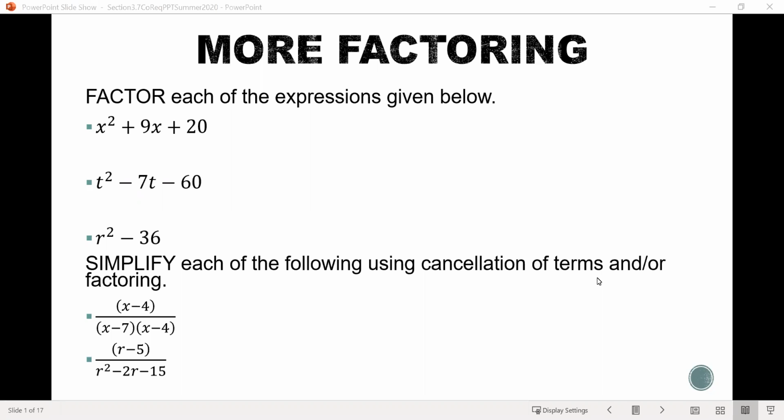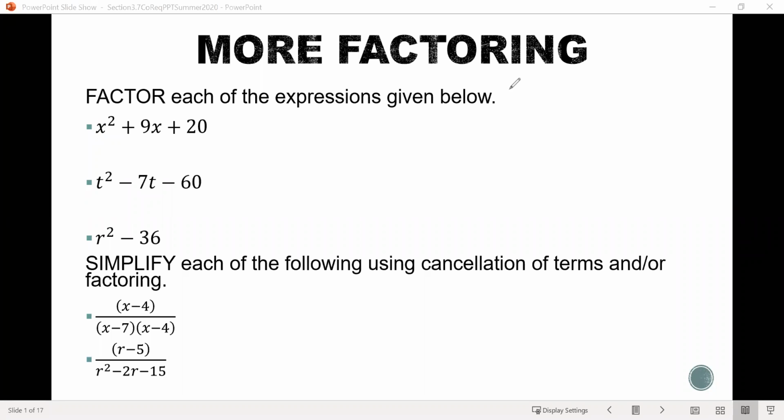Just to be reviewing some stuff about factoring, and then also some ways we can cancel terms when they're in a fraction form. All right, so first of all, let's look at the first problem here. We're told to factor each of these expressions. So we have x squared plus 9x plus 20.